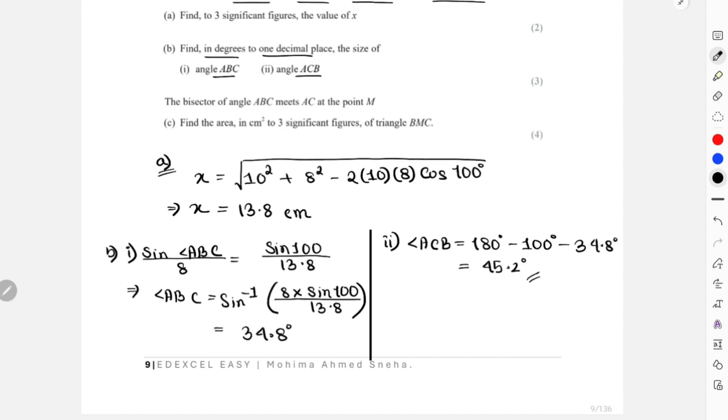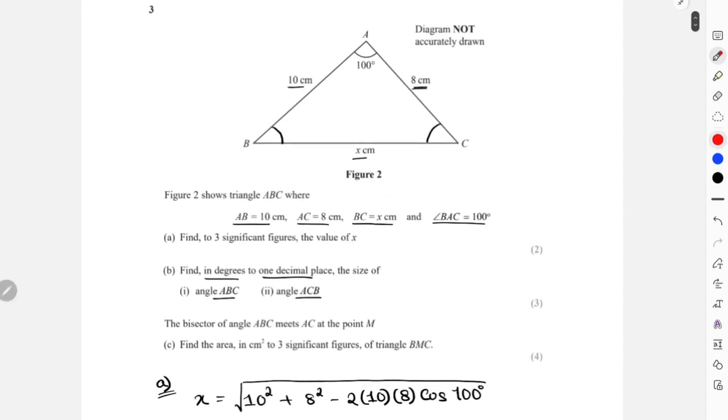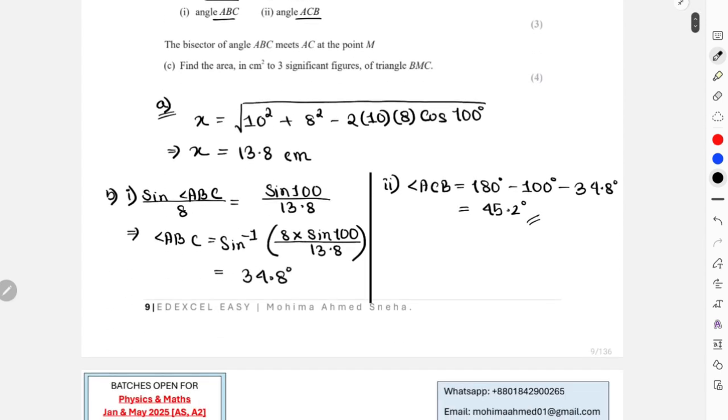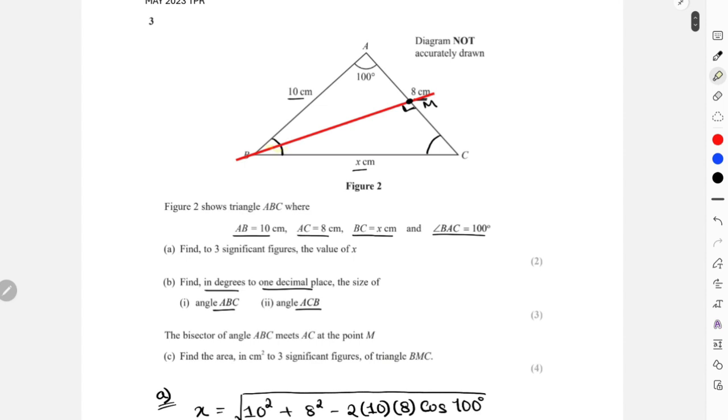Finally, it says that the bisector of the angle ABC meets AC at point M. Find out the area of this BMC. Okay, now always remember, bisector, when it meets the other side, it will always be perpendicular to that point. So the angle ABC bisector means this line will actually divide the angle ABC into two equal parts, which makes this 90 degrees. Okay, that means this red line over here is intersecting at 90 degrees. So this is your point M over here. And now they want to find out the area in centimeters square of the triangle BMC. Okay, for BMC, that means now they're only interested in this portion of the triangle.